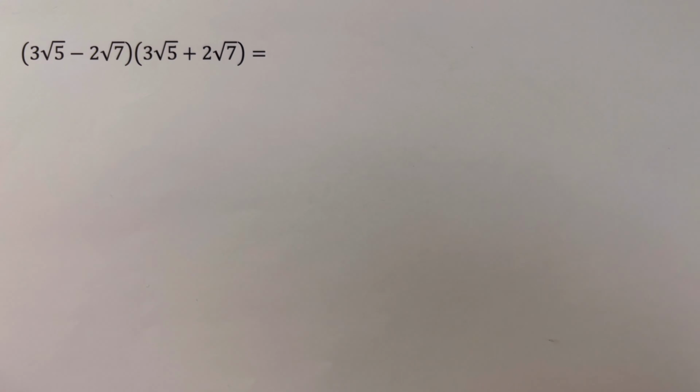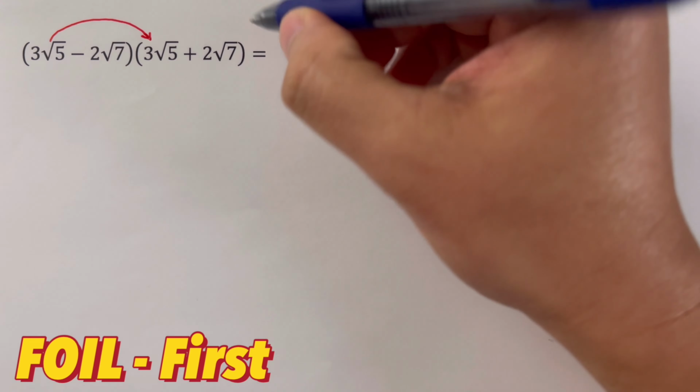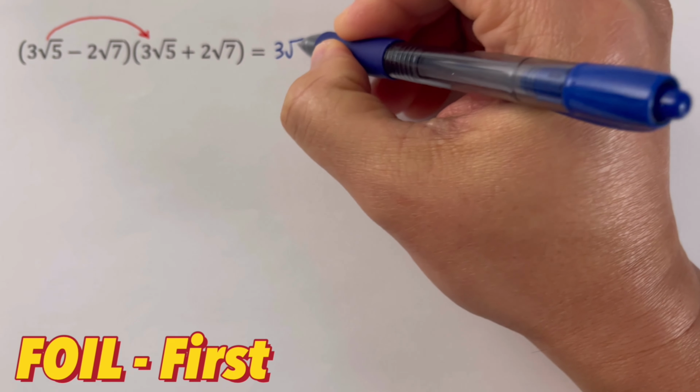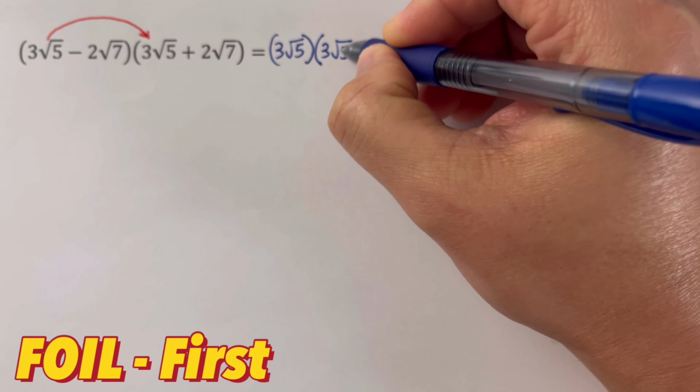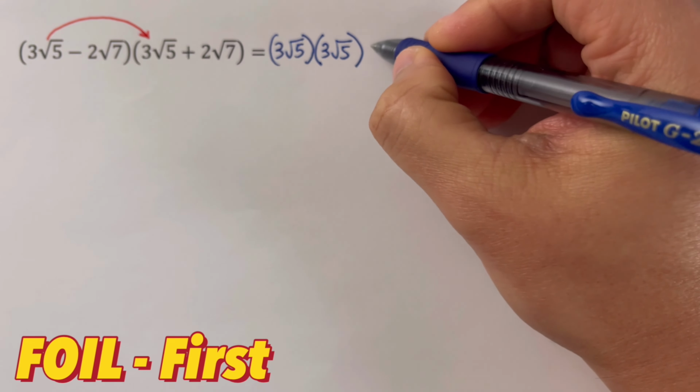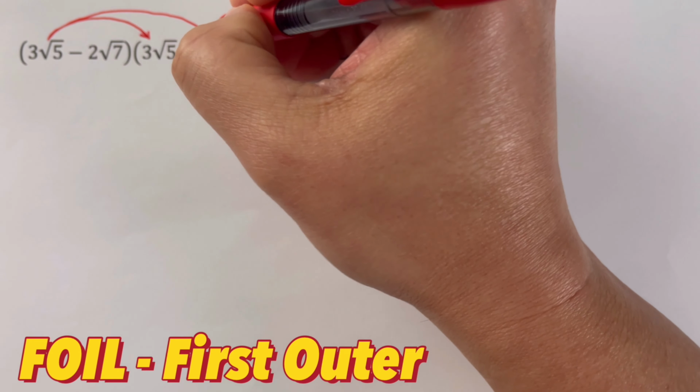Okay, so we go over the problem here. So we're going to multiply these two together. So I'm going to write it out here. So that would be 3 square root of 5 is multiplied by 3 square root of 5. And then that's going to be a plus. And then I'm going to multiply this again to the second term here.